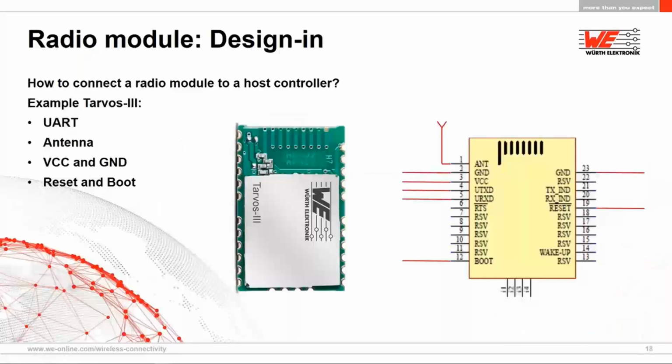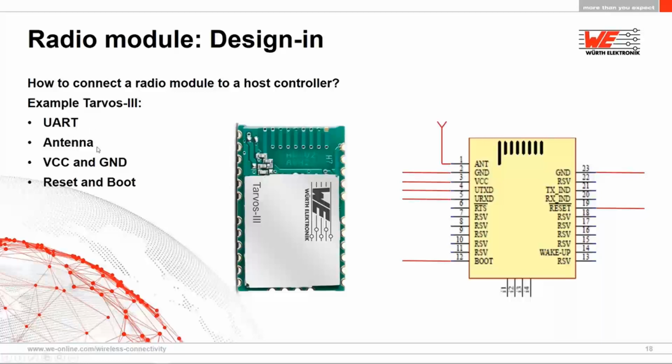Let's get to one of the slides nearing the end. Radio module design in. This is actually very simple and easy. How do you connect a radio module to a host controller? Now, some radio modules actually have enough power and space and RAM to actually include some code on there. So you can just read some IOs and the module would do the necessary calculations and send out the radio package. But if that's not the case, like in the Tavos 3, we actually have a UART connection.